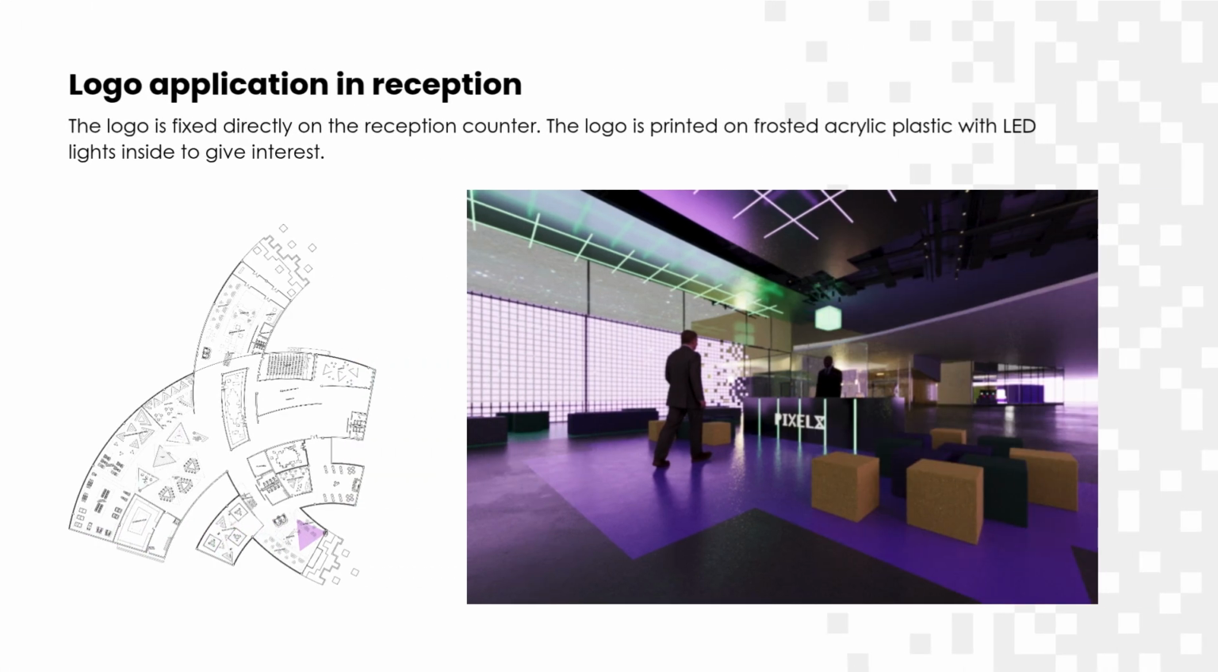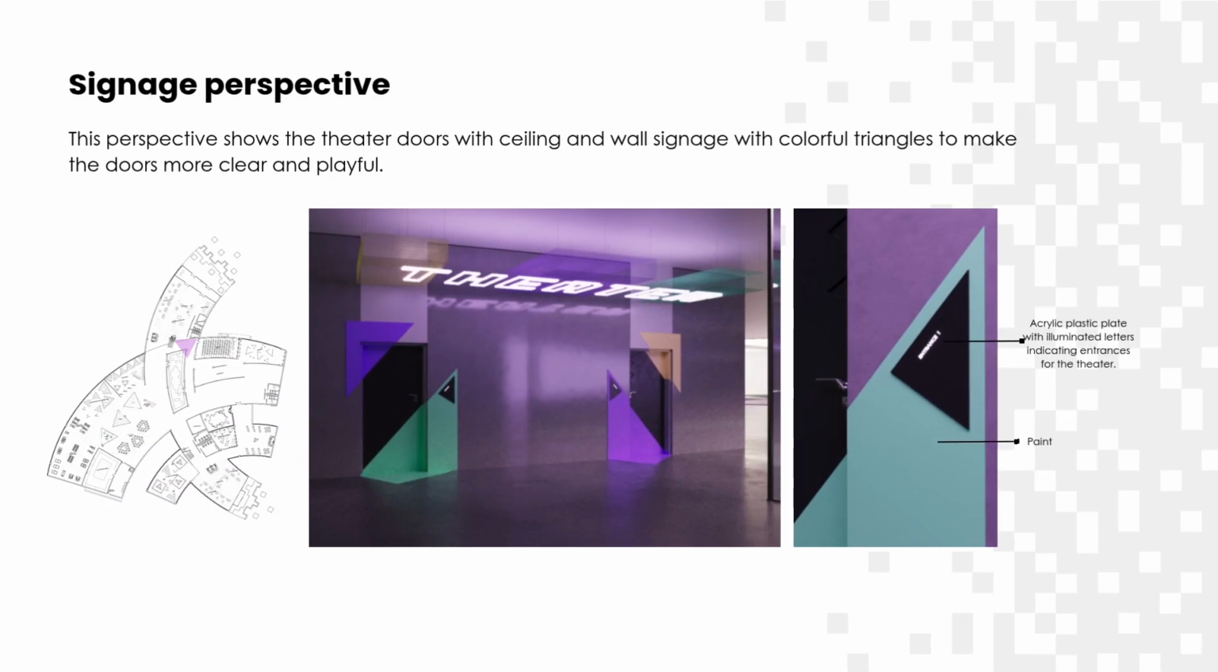In this perspective, you can see the logo sign on the reception desk in the main entrance. This perspective shows the signage on the public theater doors. The theater sign is a neon light hanged from the ceiling, and the entrance numbers are small plastic text lights placed in a slanted painted triangle.